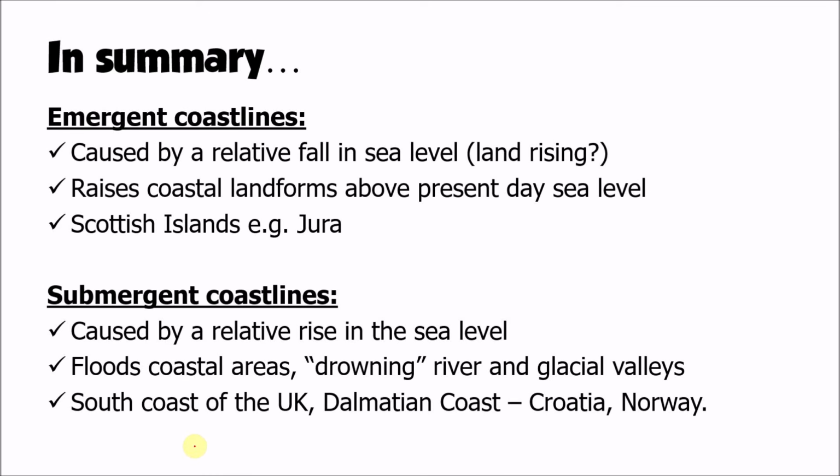Submergent coastlines, on the other hand, are caused by a relative rise in the sea level. What that does is it floods coastal areas. It basically drowns any existing river or glacial valleys. Particularly along the south coast of the UK, we find rias, and we find Dalmatian coastlines where those rivers used to run parallel to the sea, in places like the Dalmatian coastline in Croatia, and fjords in Norway as a result of those glacial valleys being flooded.